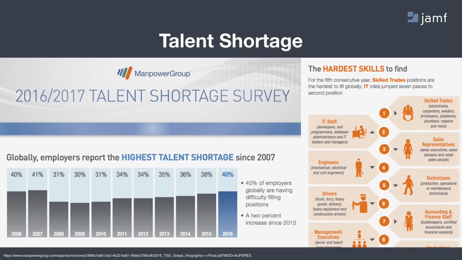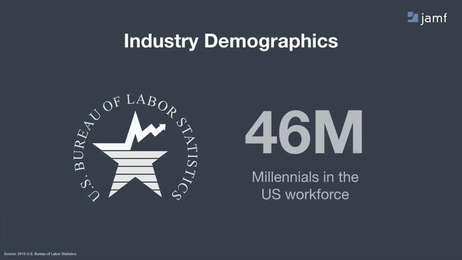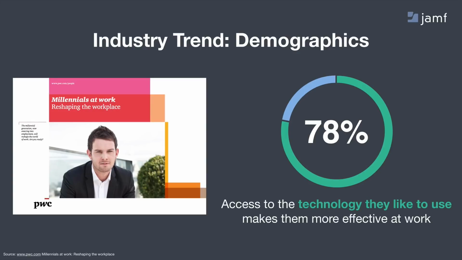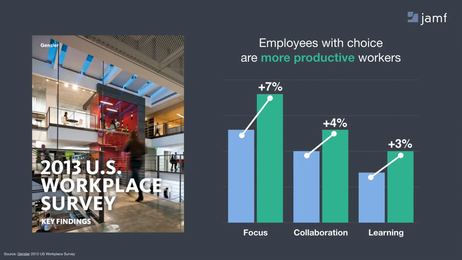And so who are some of these talent people that we're trying to find? Well, a lot of them, according to the U.S. Bureau of Labor Statistics, are millennials. There's 46 million millennials in the U.S. workforce right now. And what do these millennials want? Well, according to this recent survey by PwC, they say that access to technology that they like to use makes them more effective at work. And not only does technology that they like to use make them more effective, it also makes them more productive.